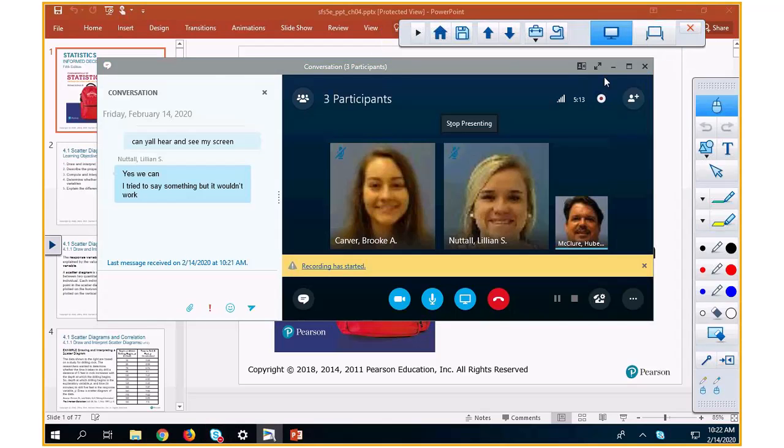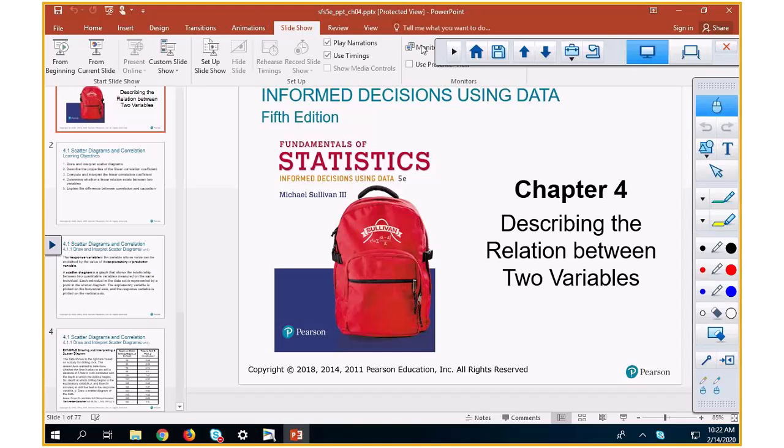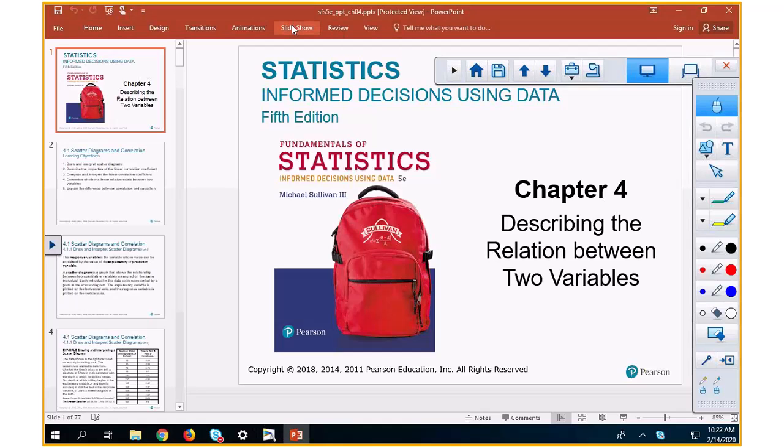And so this one says, slideshow, use monitor. Well, I'm glad I haven't had training on this stuff.